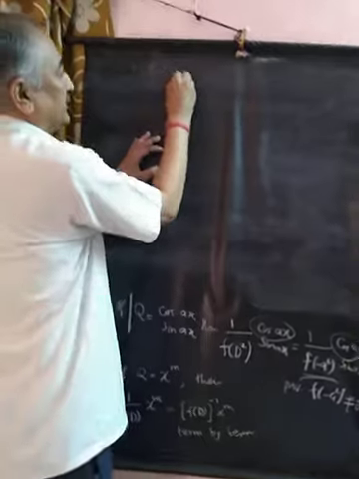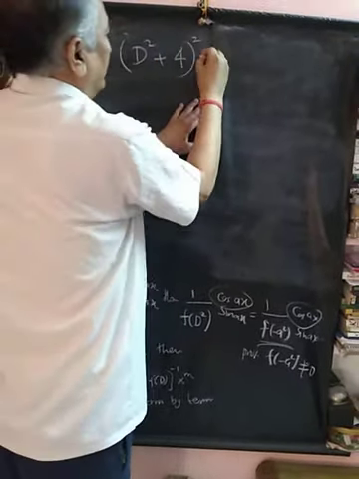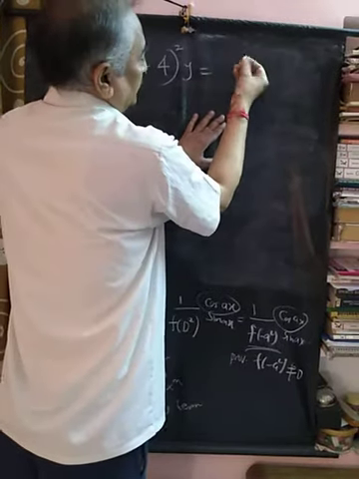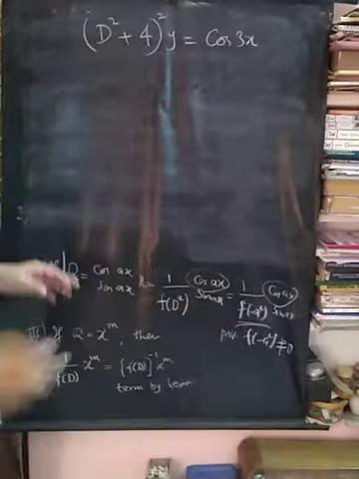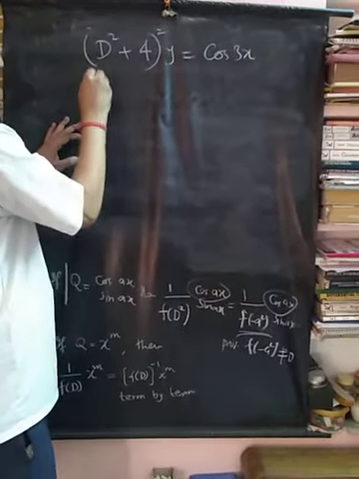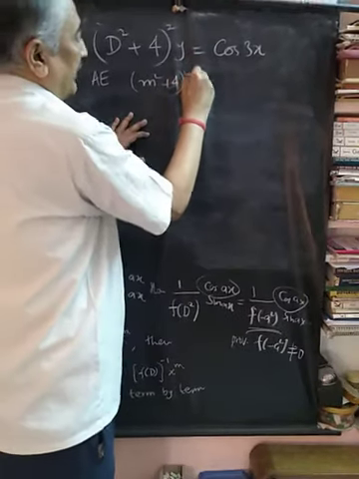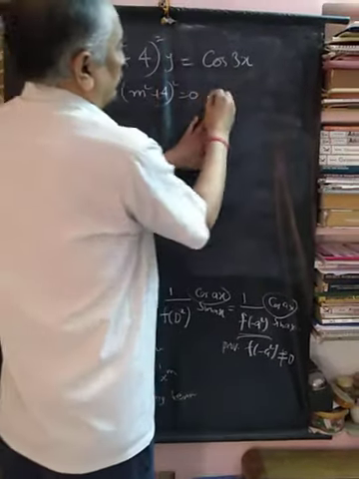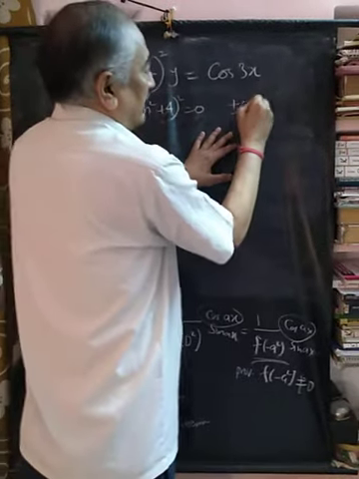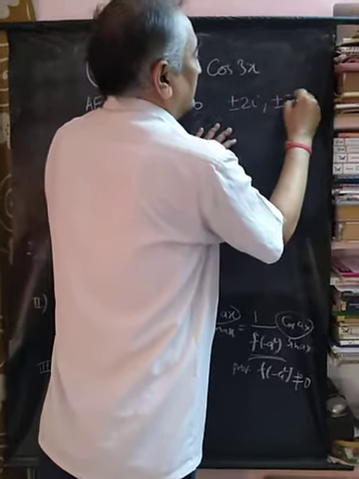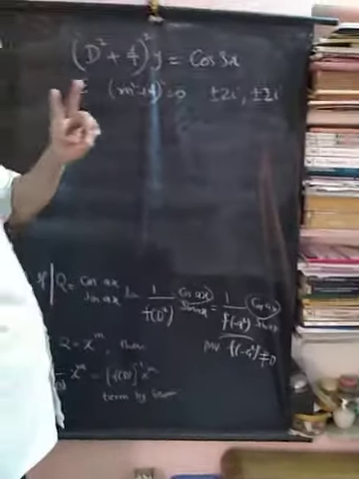Suppose you have a differential equation like this, (D squared plus 4) squared y equal to, say, cos 3x. So what is the auxiliary equation? Auxiliary equation is (m squared plus 4) squared equal to 0, and so the roots are plus minus 2i, but this root is repeated.